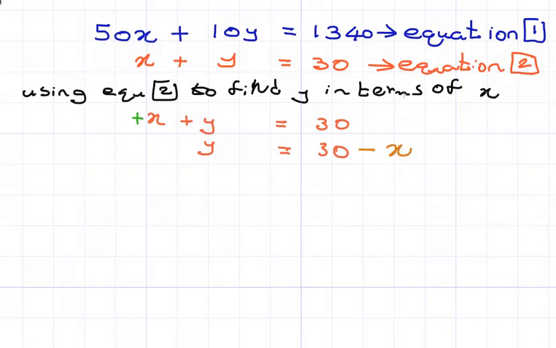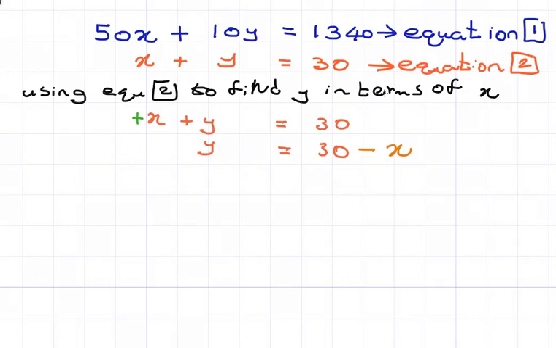Now, some of you may be wondering, why did he find y in terms of x? What about doing the other way around, finding x in terms of y? Yes, that's also possible. Up to you. You can either isolate y or x. Both are fine.